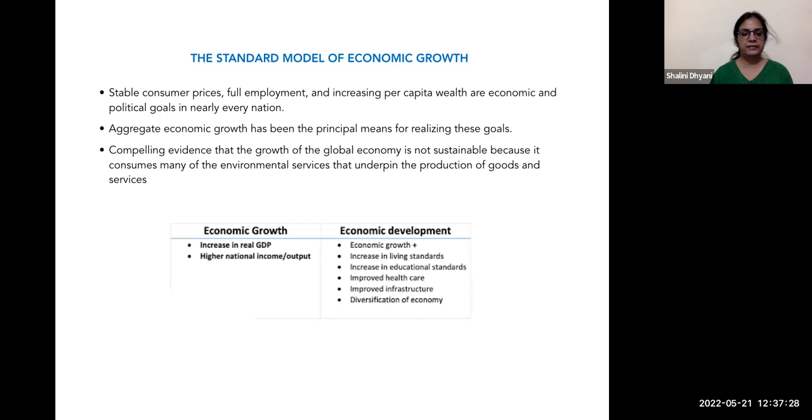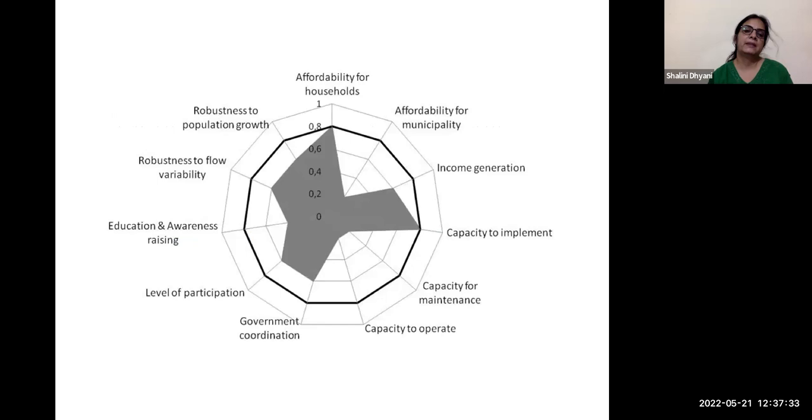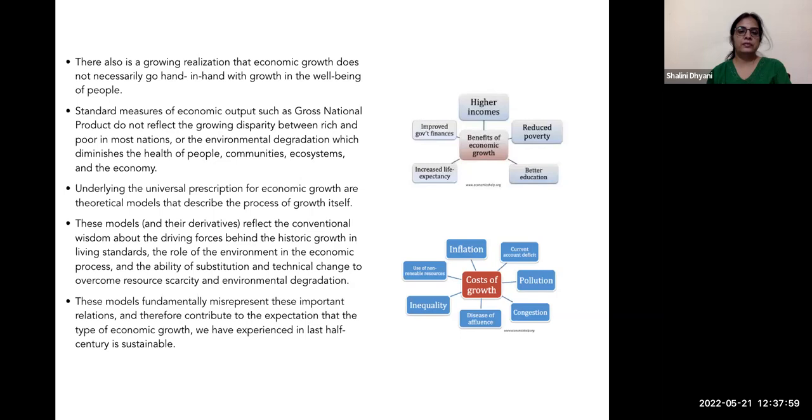Now, what do they look like? They can look like affordability of household, robustness of population, education and awareness, affordability for municipality, for better sanitary services, income, capacity to implement, capacity to maintain, capacity to operate, and of course, in the center of this is government coordination.